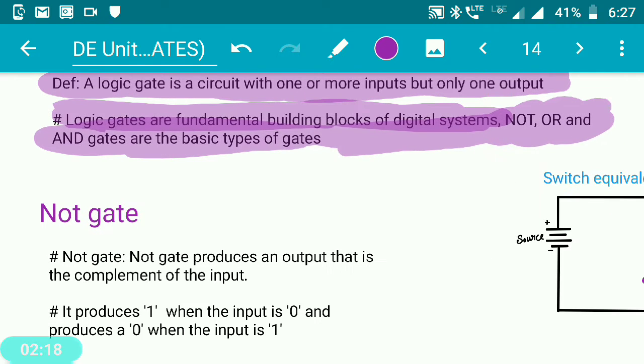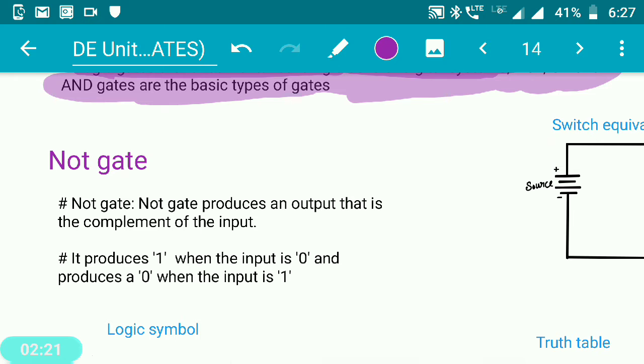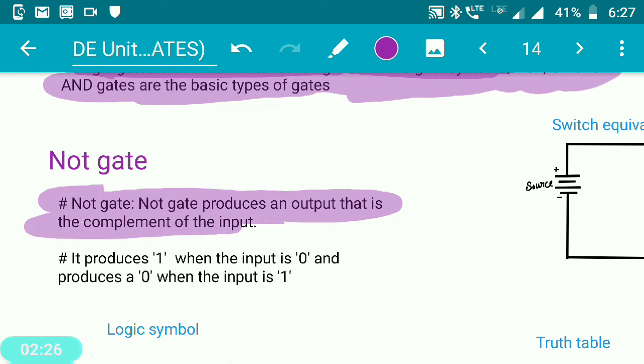Then we go to understand what a not gate is. Not gate produces an output that is the complement of the input. As we already know, what is a complement? If A is the variable, the complement is A bar. So the function of the not gate is to produce the complement of the given input. If you give A as the input to the not gate, the output is going to be A bar. If you give B as the input, the output is going to be B bar. That is how the not gate performs.